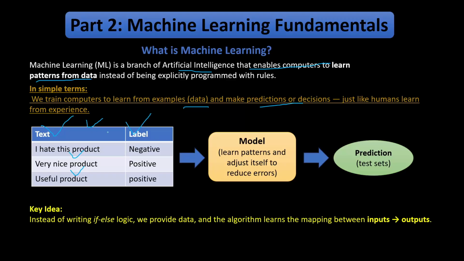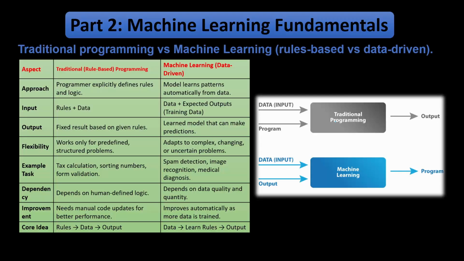So the first step is data collection. In the second step, we will train a machine learning model on this data so that the model learns patterns between the mapping of features and target, and the model adjusts itself to reduce errors. Once we train the model, then we will test that model with metrics so that we can check how good our model is.